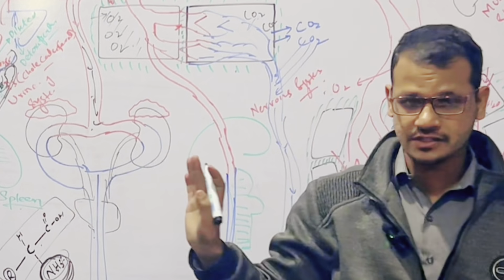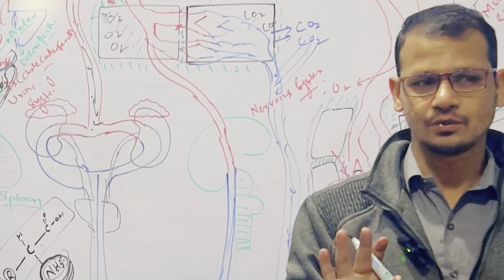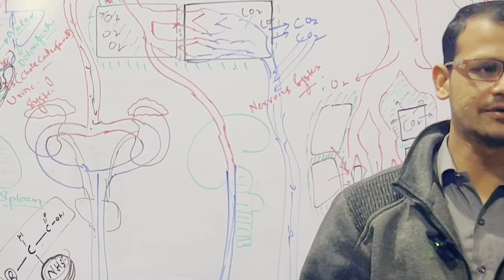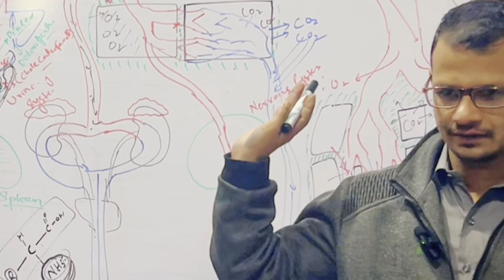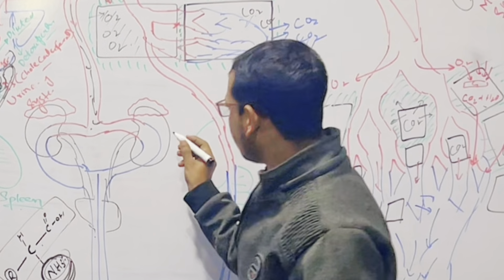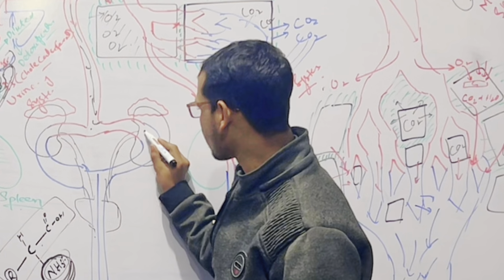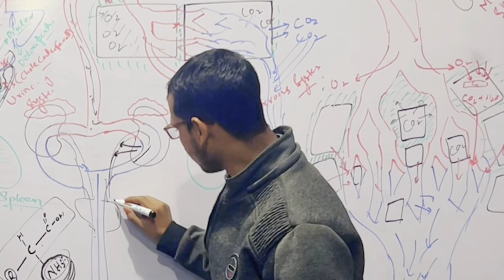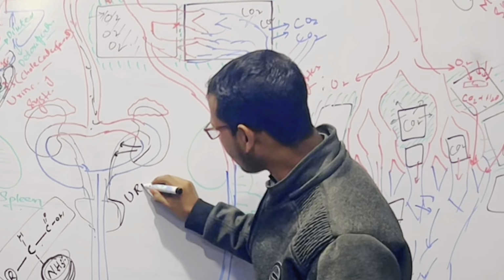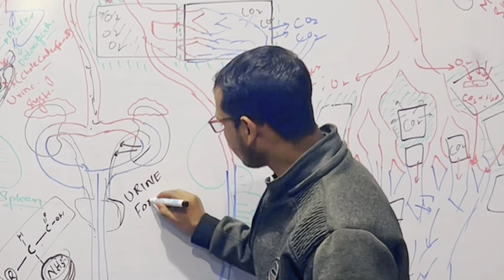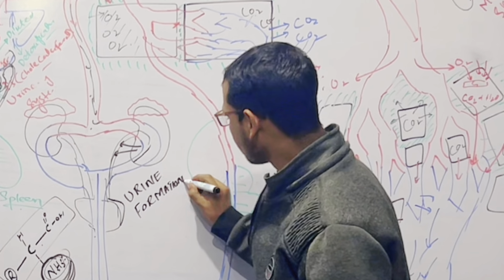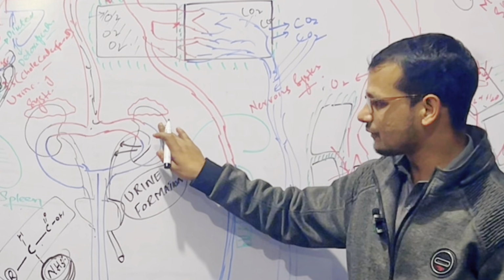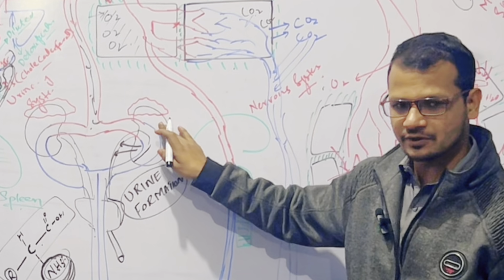And kidneys are responsible for filtration of blood. What is filtration? Filtration occurs in nephrons, in the glomerulus. We will study it in detail in the urinary system. But it separates the waste products from blood and gives them into urine, the process called urine formation. Through urine, the waste product leaves the body. So this is the fourth system which is responsible for the removal of waste products from the body.